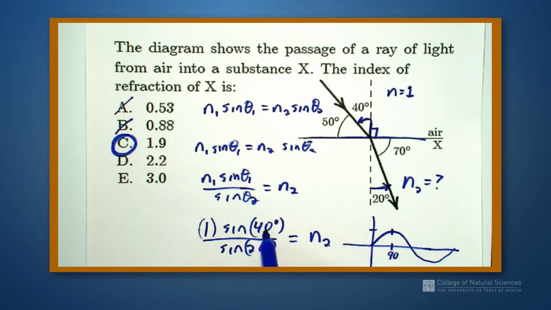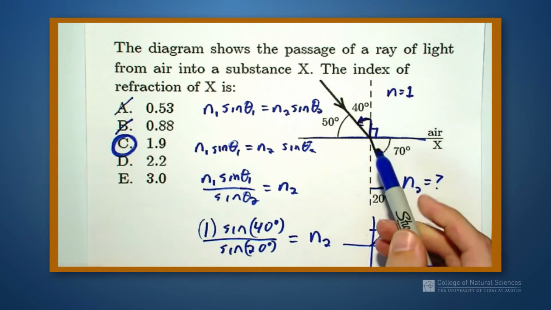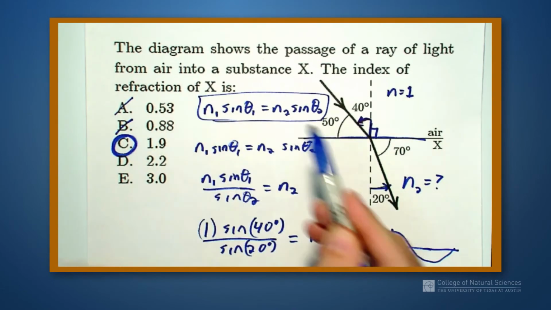You can check my math by plugging in the values for this. The more important thing to remember is that we deal with the angle measured off the normal, and we use Snell's law to solve this.